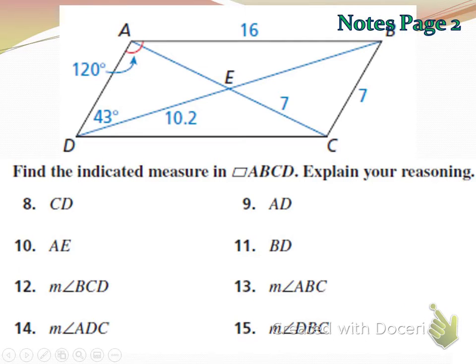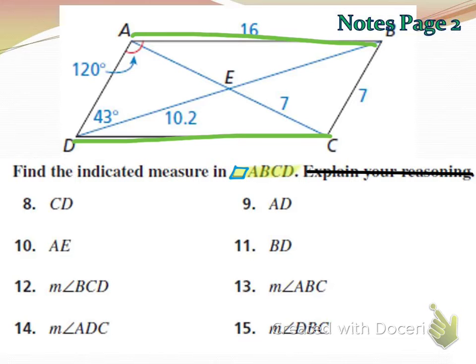All right, so find the indicated measure. We're not going to explain our reasoning because you won't be asked to do that on a test. You'll just find it. This is a parallelogram, and we know it because it says it. This little symbol is a parallelogram symbol, and that's how they named it. So first we're going to find the length of CD. So what is the length of CD going to be?